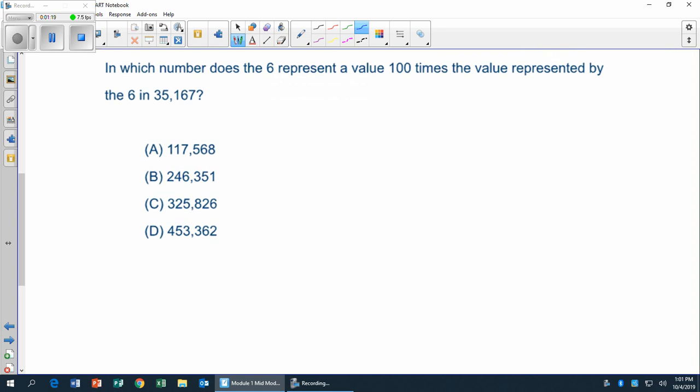Question 2, it's asking in which number does the 6, so we're looking at the 6, represent a value 100 times. So 100 times is just like saying 10 times 10. So we know we have to take 2 jumps in the place value system because there's 2 tens. So 100 times the 6 in here. So the 6 is in the tens place. And I have 10 times 10 or 2 zeros. Either way, I see it's 2 spots.